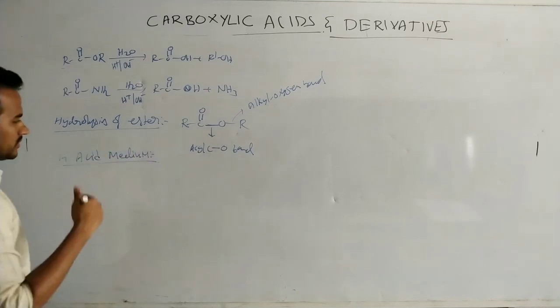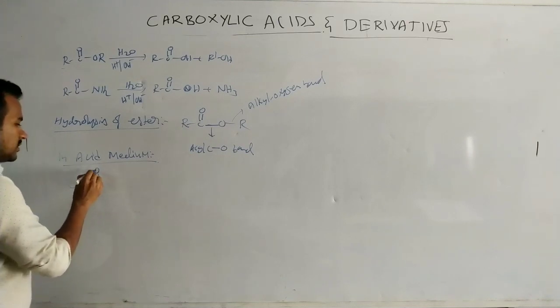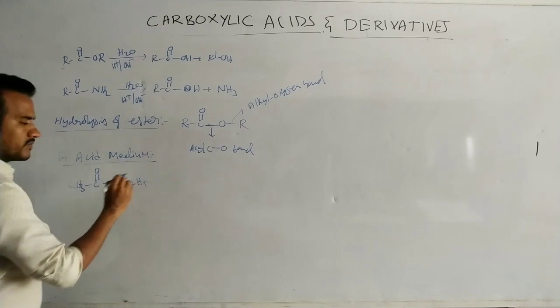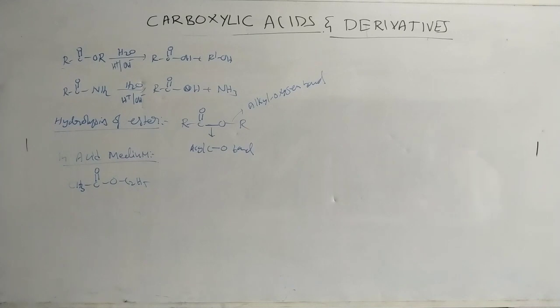in acid medium, suppose I am taking a simple molecule, CH3C double bond O, OC2H5. Already you know this one. Ester hydrolysis. In ester hydrolysis, carboxylic acids and alcohols are produced.